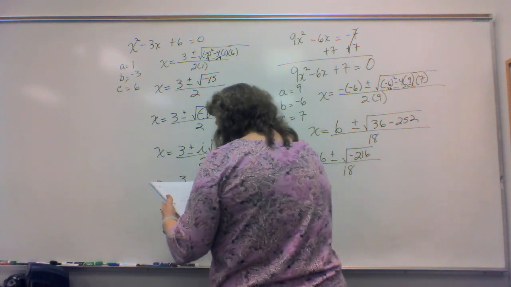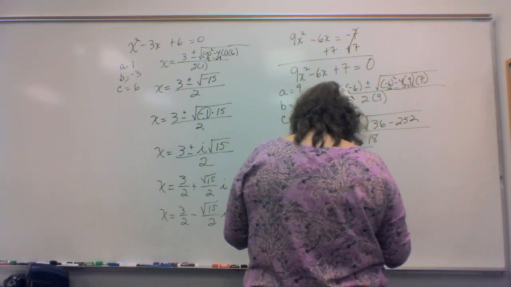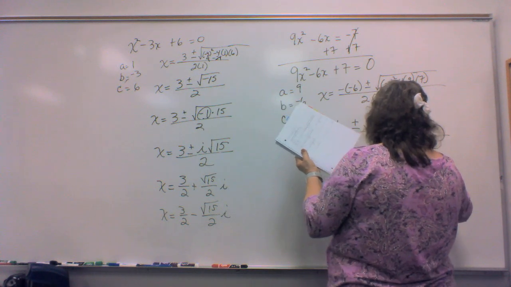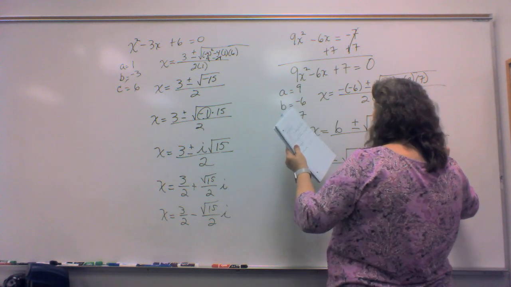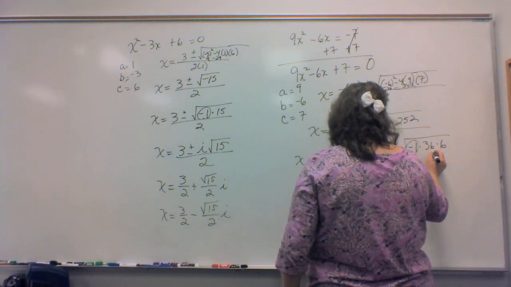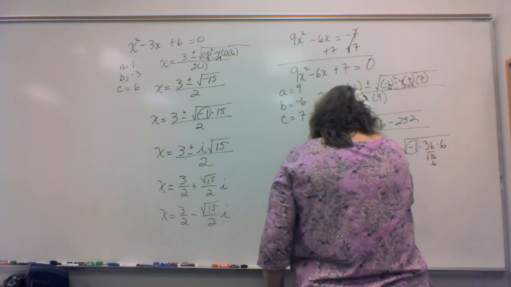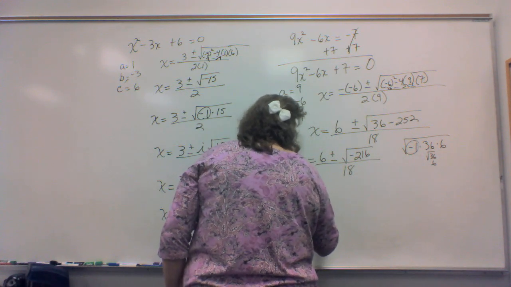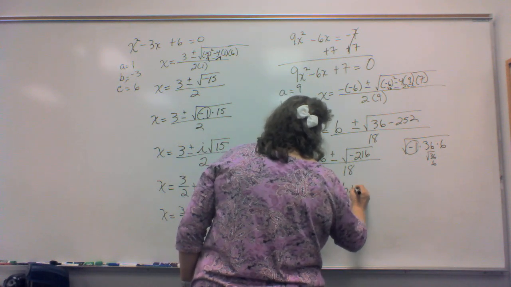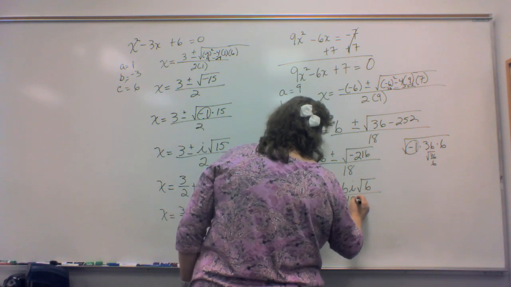Well, 216, how does that break down? Let's see. It simplifies to negative 1 times 36 times 6. So there's your imaginary. There's your 6. Square root of 36 will be 6. So we have x is equal to 6 plus or minus 6i square root of 6 all over 18.